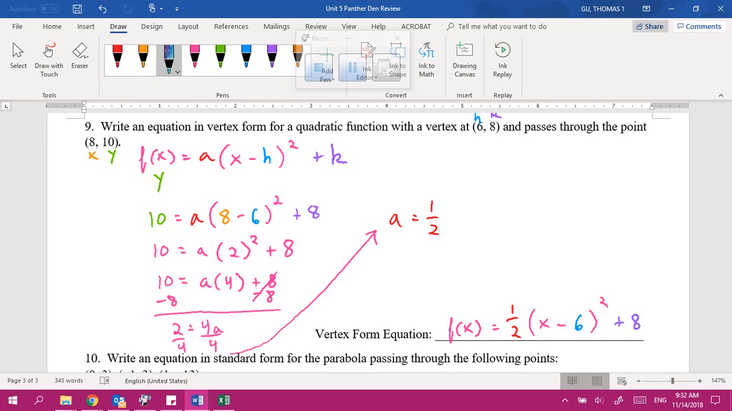A lot of people, you know, they will make the mistake of plugging in the 8 for x, right? But that's not an equation anymore. That's not a function anymore. So make sure you leave the x in there. And that would be number 9.